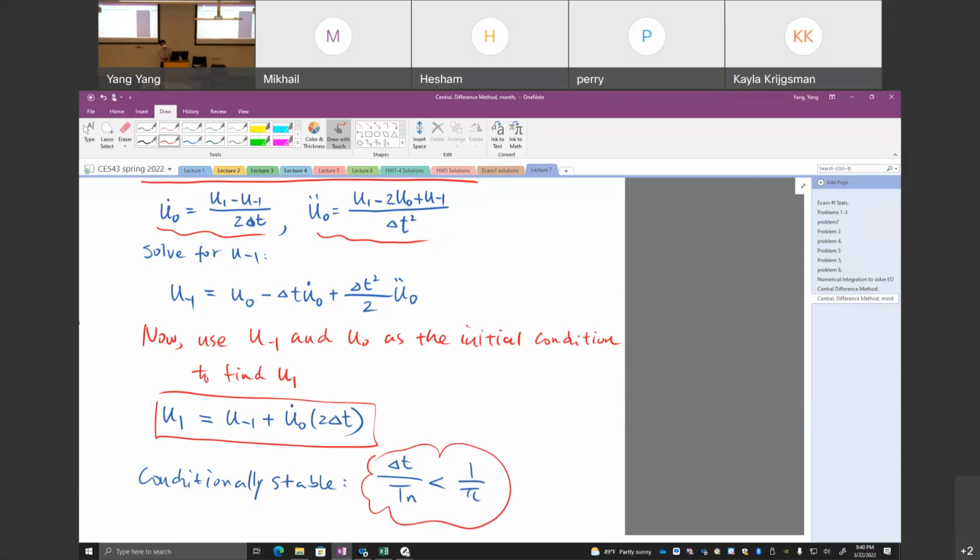Professor, what's in the denominator? 1 over what? Is that a pi? 1 over pi. Yes, thank you.